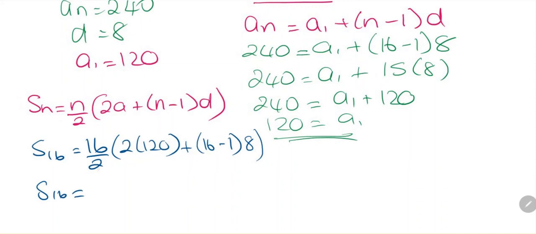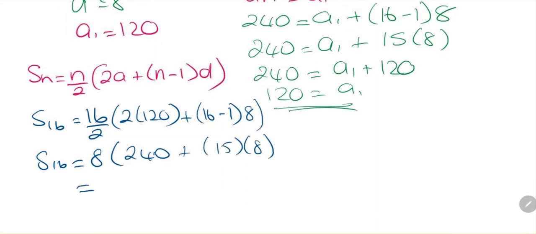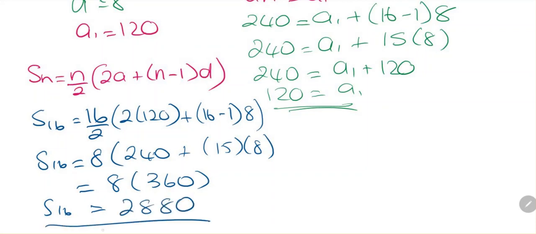So 16 divided by 2 is 8. 2 times 120 is 240. And 16 minus 1 is 15, times 8. If I work this out, it's 8 times 360, so the sum of the 16 terms is 2,880.